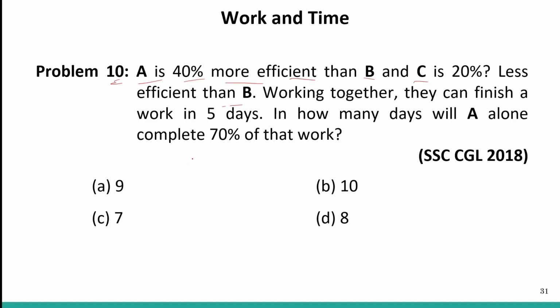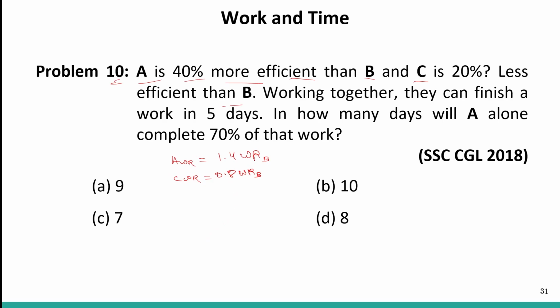Okay, so A is 40% more efficient than B. So AWR is equal to 1.4 of WR B, right? And C is 20% less efficient. So CWR is equal to 0.8 WR B. So working together they can finish the work in 5 days. So what will be their working rate if they work together?